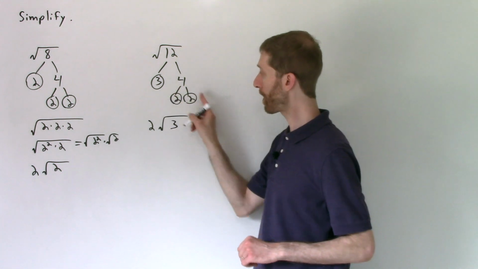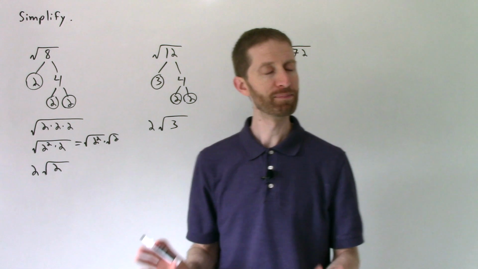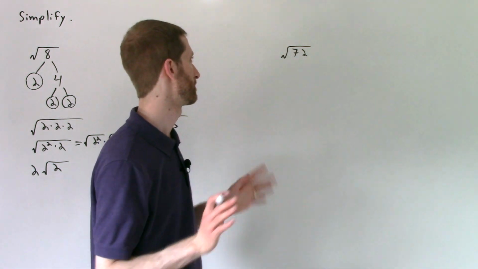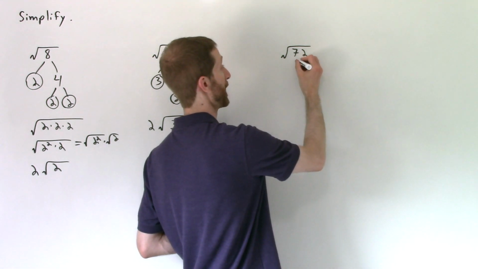Again, there's one pair of 2's, so there's 1, 2 that goes to the outside for the reason I explained over there. Not a big fan of the factor tree method, but you can use it for now if you like. I'd encourage you to get that preferred method down, though, pretty strongly.